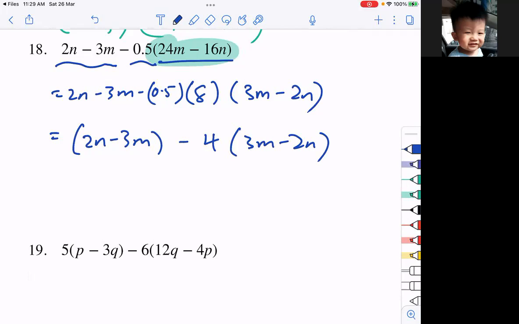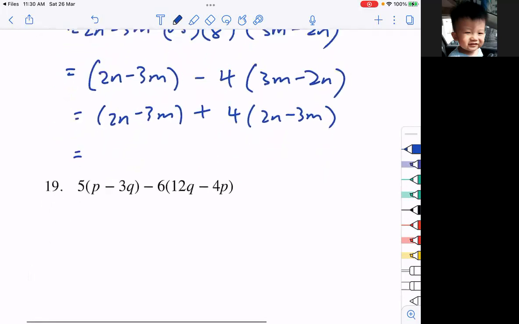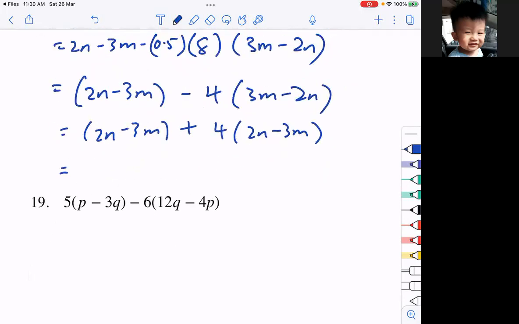So, what is next? You can flip it, so you can get this plus, right? Then at this point, you can think of factorization, but also not really factorization. You pretend this is an apple. This is 1 apple plus 4 apples, which is 5. What's an apple? 2n minus 3m. That's the answer.